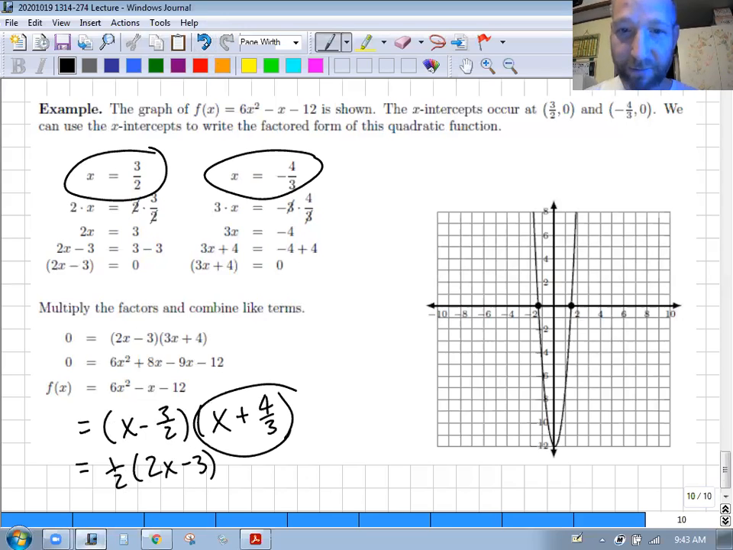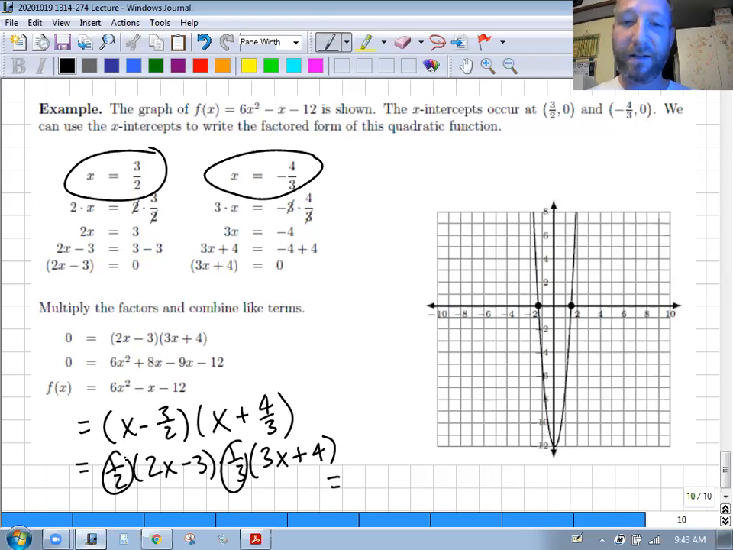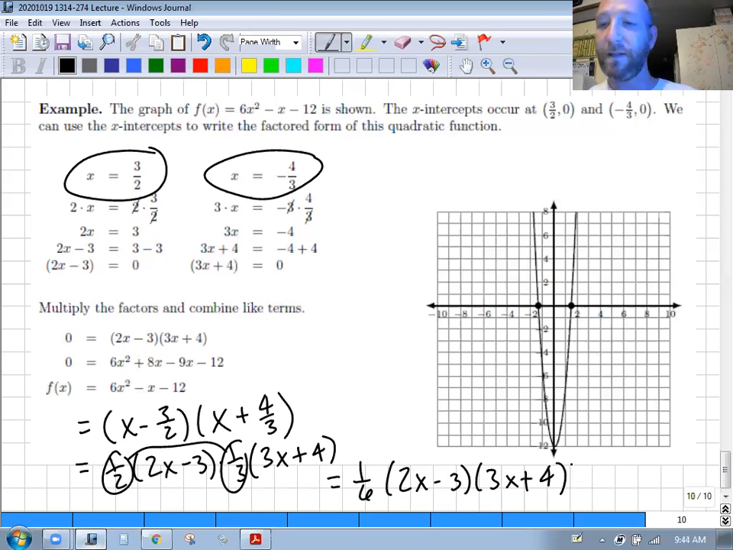This one we do the same trick. We'd pull out a third. So this would be a 3x plus 4. And then we put these two things together to make a 1/6, 2x minus 3 and a 3x plus 4. That way these are pretty and don't have fractions in them.